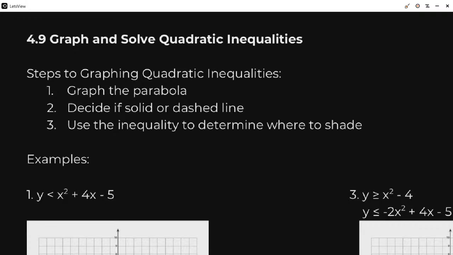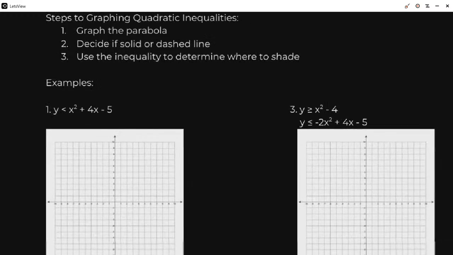Hi, today I will be going over 4.9 for Algebra 2, which is graph and solve quadratic inequalities. So the steps to graphing quadratic inequalities is to first graph the parabola, decide if it's a solid or dashed line, and use the inequality to determine where to shade. This is very similar to graphing and shading absolute value and linear equations. All the rules still apply, it's just that it's a parabola instead.